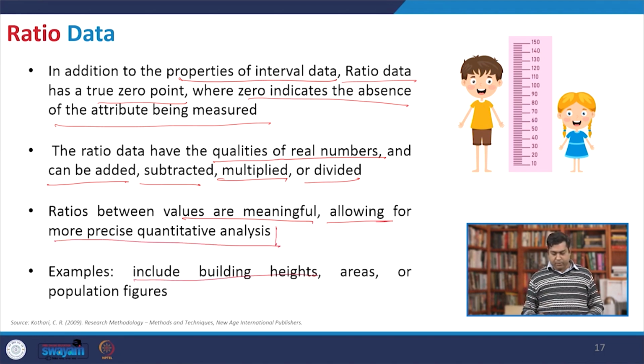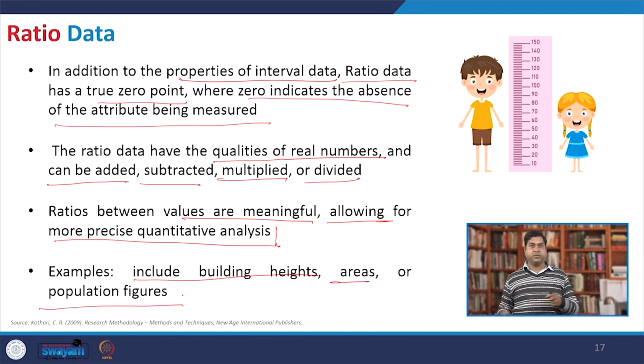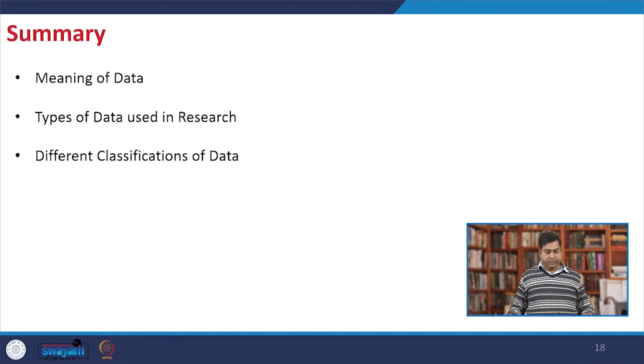Examples are building heights and area, which you can add and divide, and population figures, which you can also project. So in such cases you can make a ratio, whatever the height difference, you have all those things in this particular ratio data. So depending on the purpose of our own need, we can use it effectively.